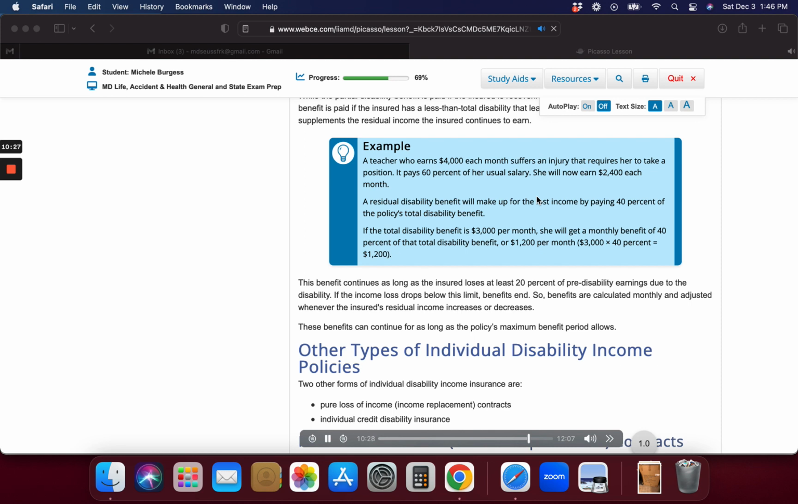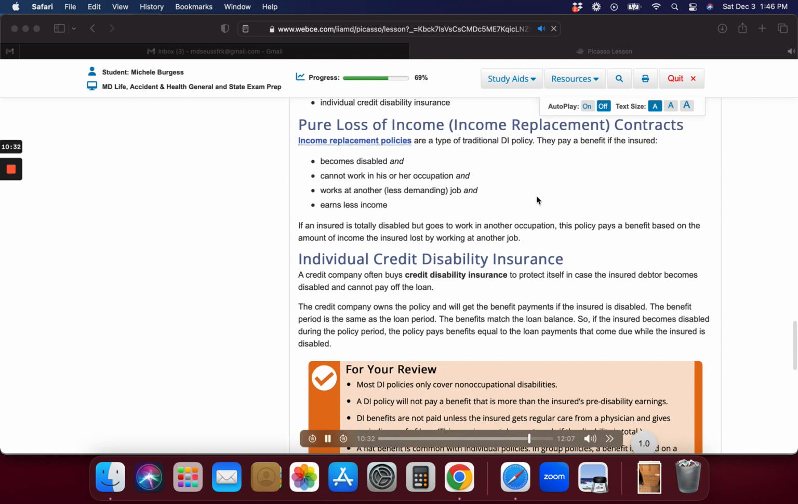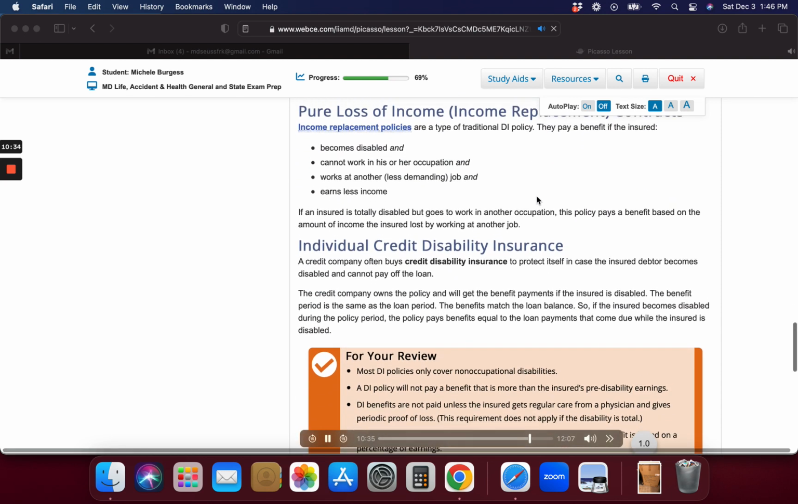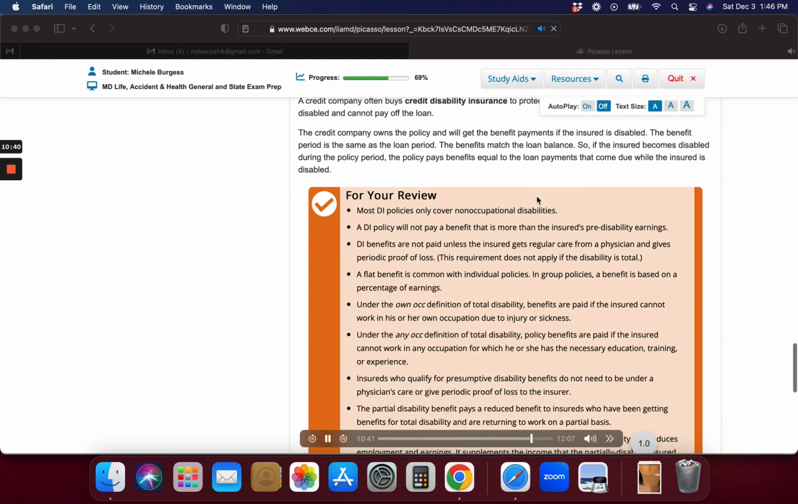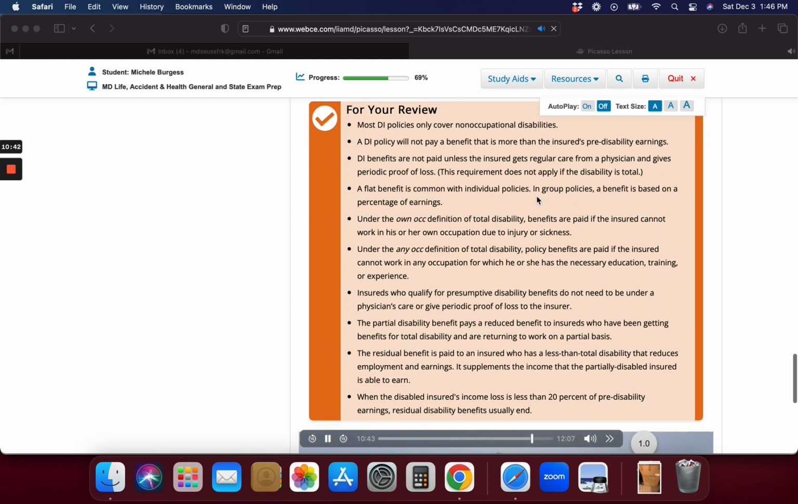For your review, most DI policies only cover non-occupational disabilities. A DI policy will not pay a benefit that is more than the insured's pre-disability earnings. DI benefits are not paid unless the insured gets regular care from a physician and gives periodic proof of loss. This requirement does not apply if the disability is total. A flat benefit is common with individual policies. In group policies, a benefit is based on a percentage of earnings.